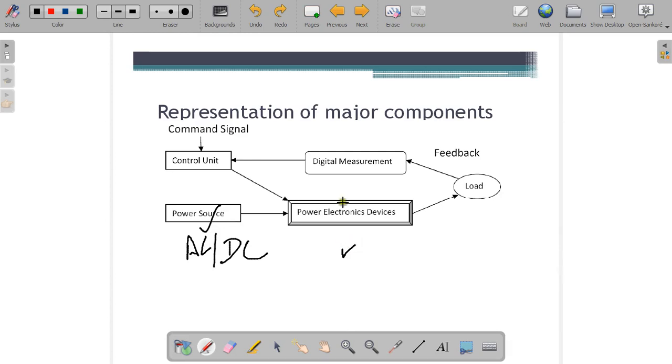The feedback component measures the parameter of the load and compares it with the command signal. The difference between the two decides the command for turning on or turning off the power electronics devices. The power processor can be majorly categorized according to their operation.